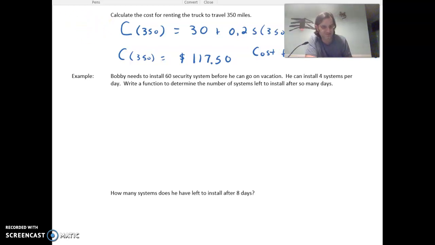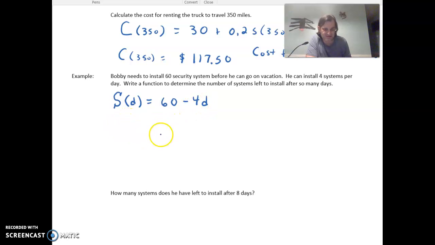So, this one will be a little bit different than the other one, but I'm going to call my function S for security systems, and I'm going to let the variable be D for days. And you could use big D or little d. You can still use F and X and Y and all those things. But I like for my functions, if they're related to an application, to line up and make a lot of sense. So let's see here. He starts with 60, and what happens is he's taken off 4 every day. So 60 minus 4 per day. Okay, see if that makes sense.